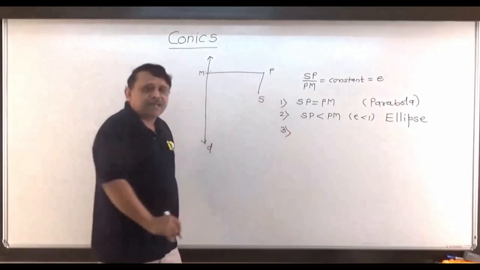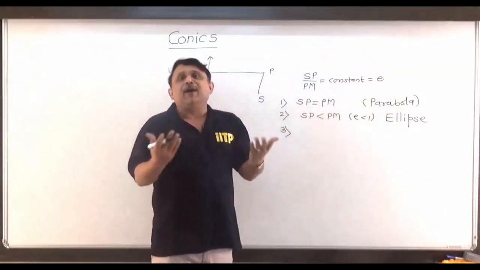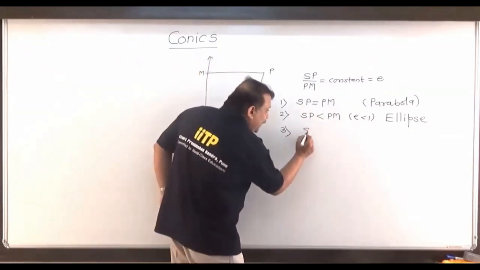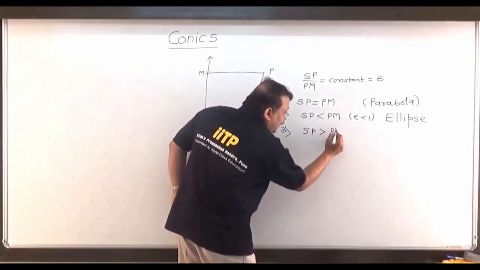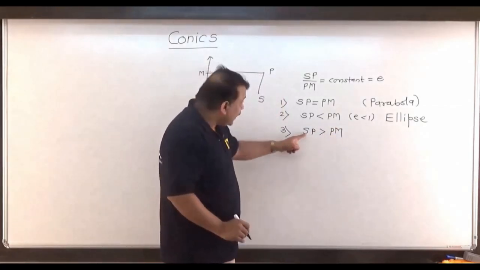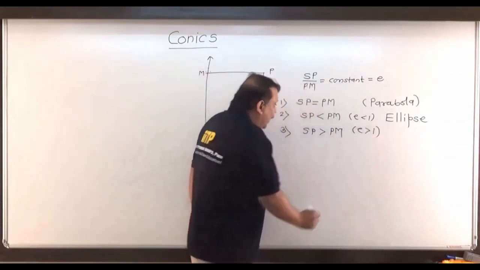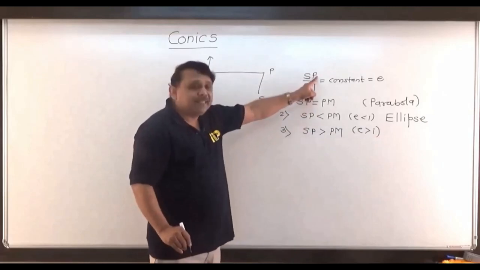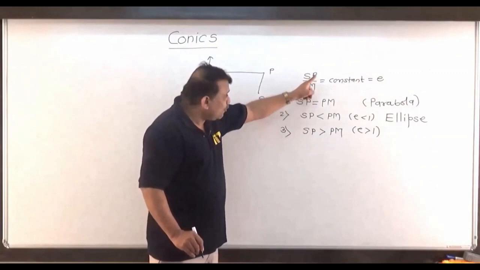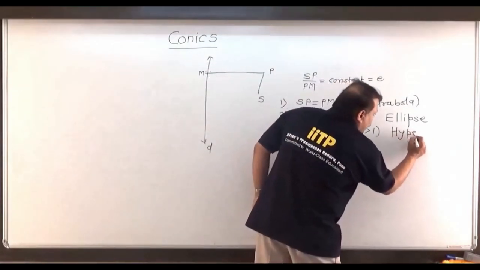Third condition: what condition is left? SP equal to PM, SP less than PM. Now let us consider SP greater than PM. If SP is greater than PM, that is SP upon PM is greater than 1, but SP upon PM is E, so E becomes greater than what? 1. In that case, I say that the locus of P is called what? The hyperbola.